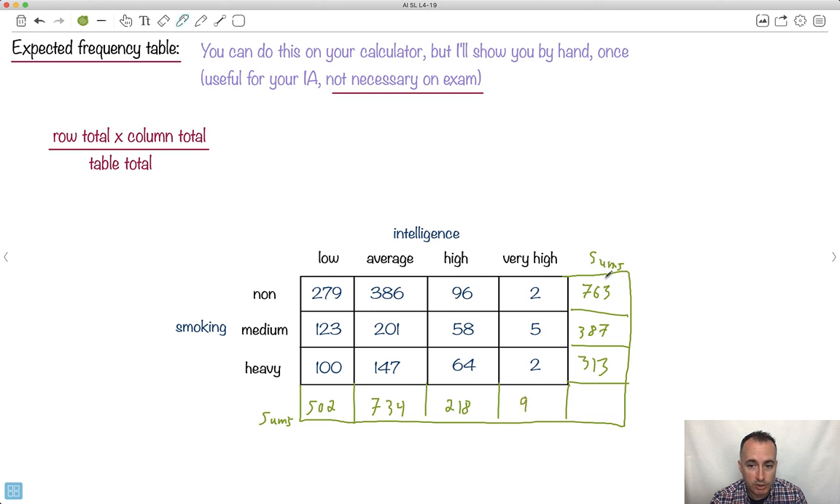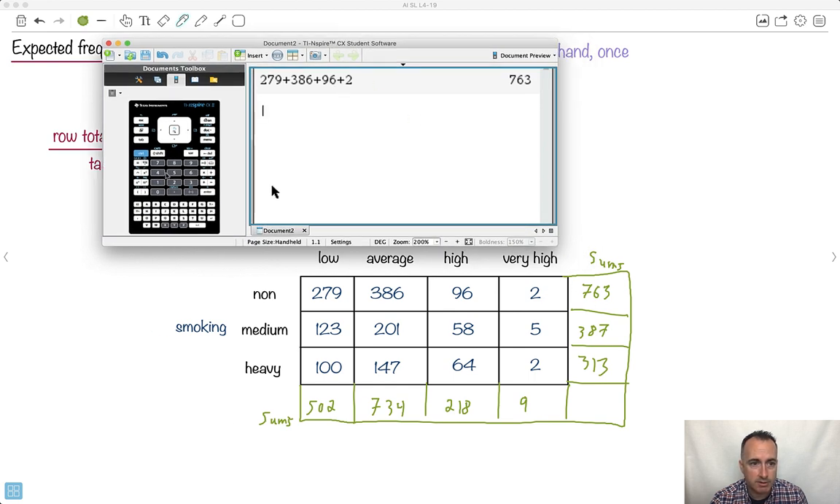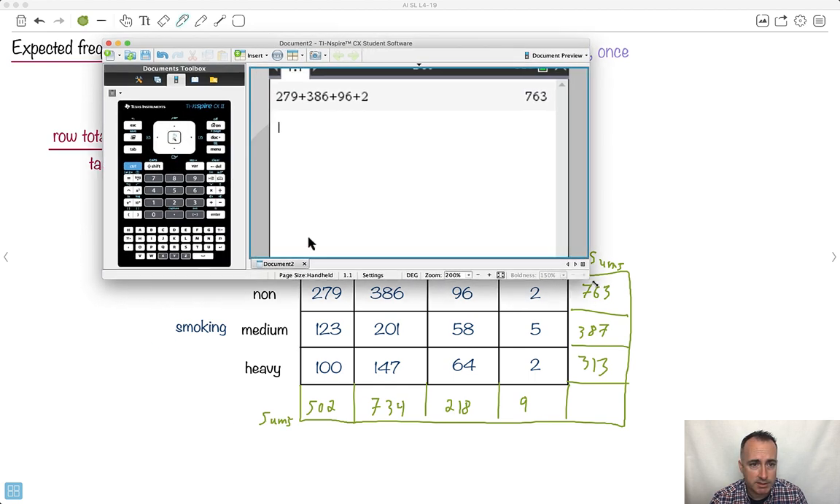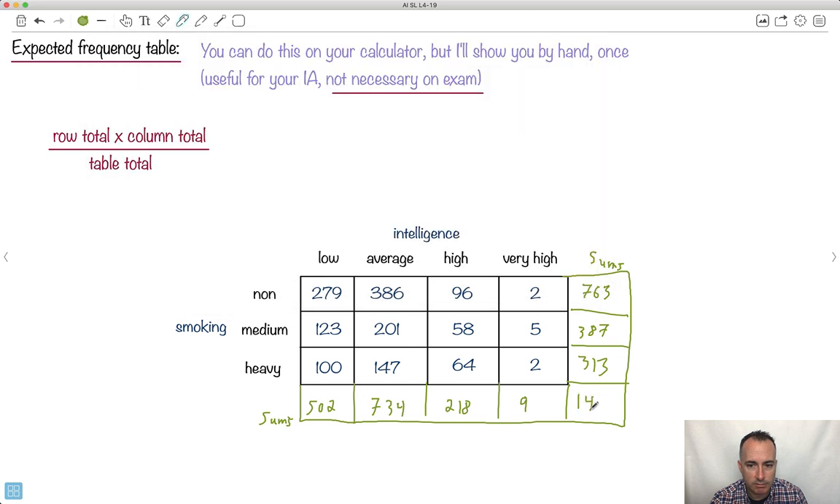Well, then we need to know the total sum of the sums. To see what I would do here, I would just use my calculator to add up those numbers. I'll make it a little bit bigger so I can see what I'm doing. 763 plus 387 plus 313. Do you see I'm adding up this right here? I'm adding to get that value. Do you see I get 1463? Now let's add up on the left side and make sure that that works.